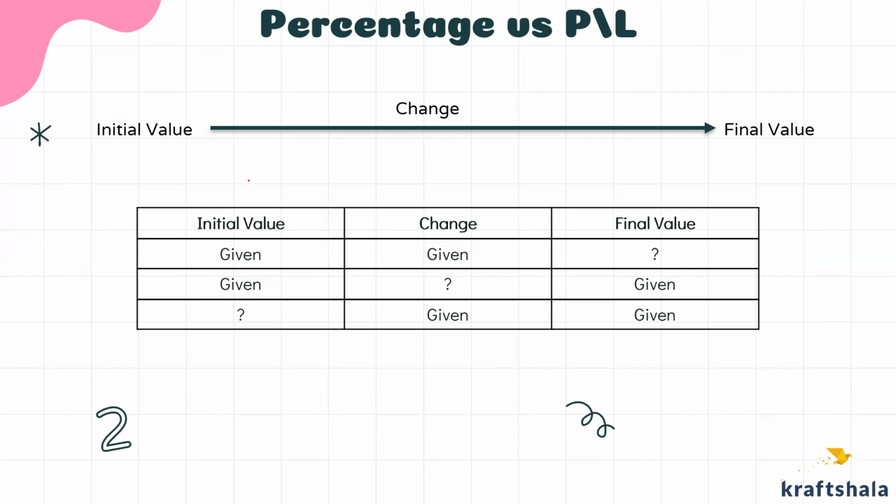There are certain terms you should know. One is CP. CP is your cost price. What is cost price? The price at which an article is bought. So the price at which an article is bought is cost price, and the price at which an article is sold is your selling price.